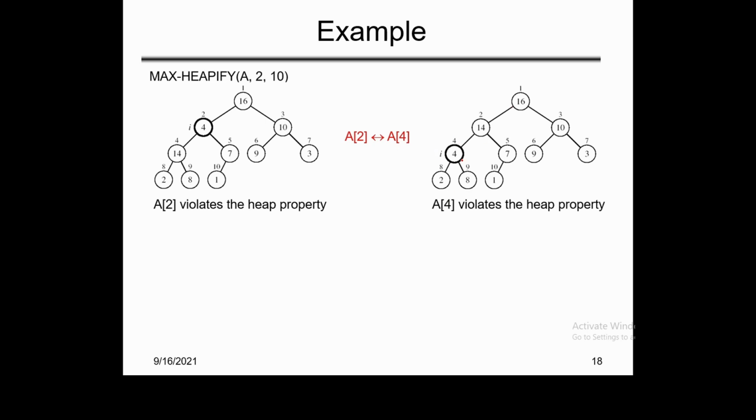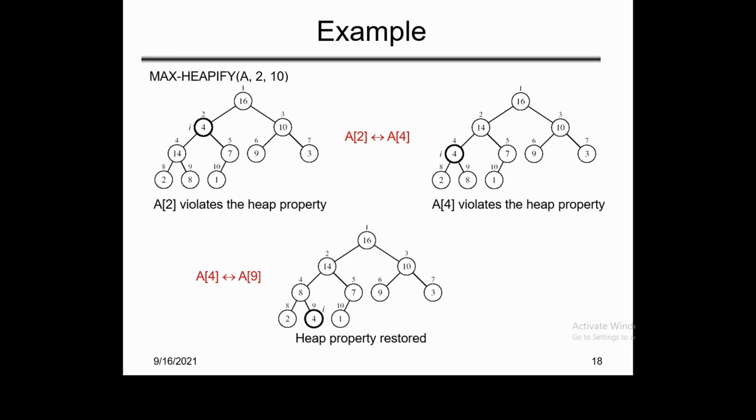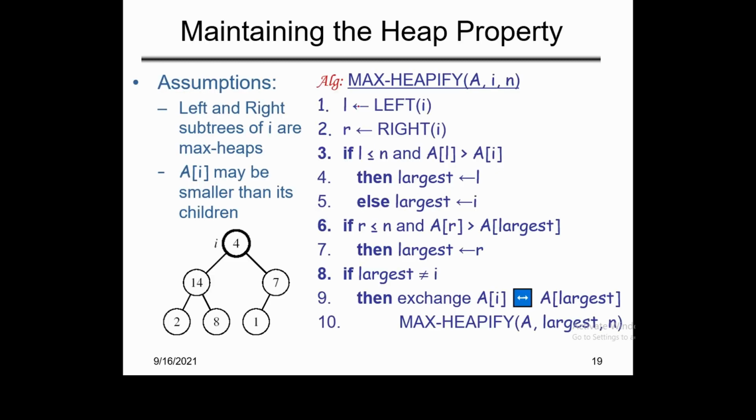Now you can see here the A4 is violating the heap property. So it will be replaced with the largest child, that is the 8 here. So A4 will be replaced by A9, or the value 8. So we will have this kind of scenario. Now at no node is the heap property violated. Okay, so in this way the heap property is restored. So in this we will use this max heapify procedure.